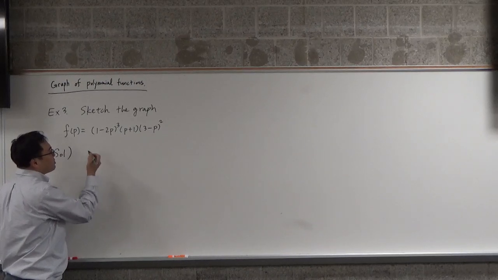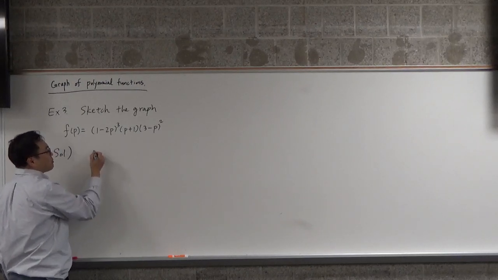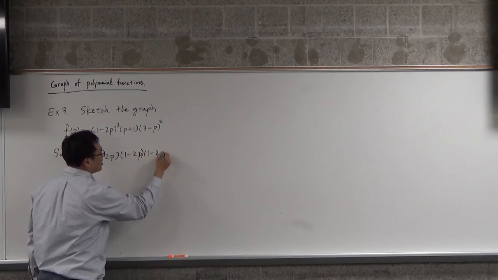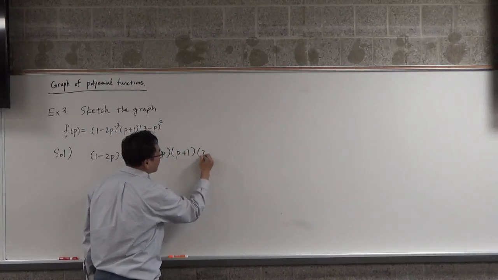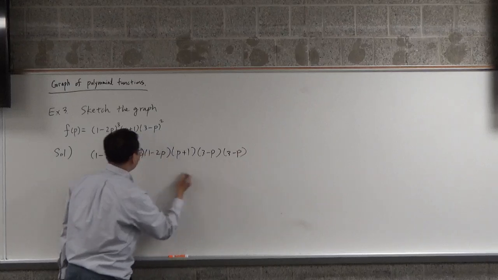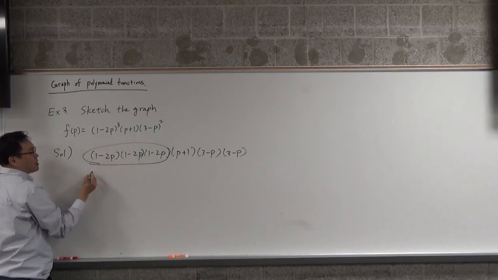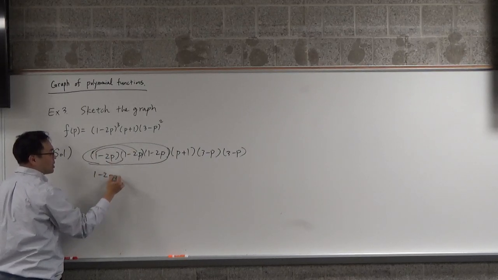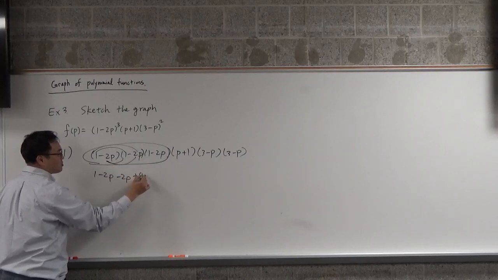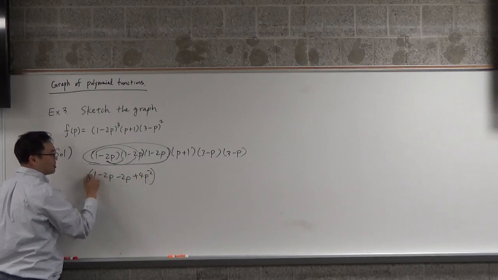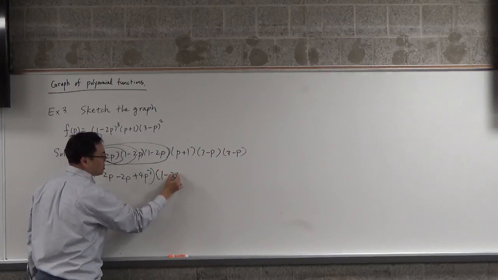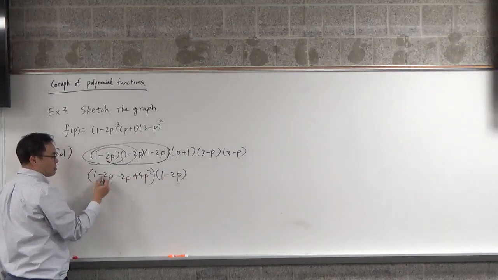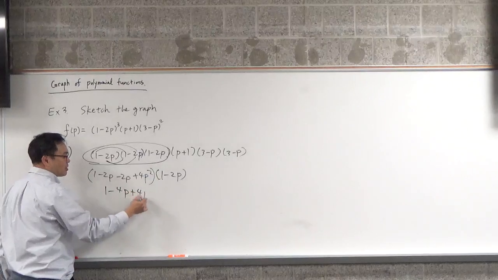So if you were to actually multiply this out, what's going to happen? It would be 1 minus 2p times 1 minus 2p times 1 minus 2p, times p plus 1 times 3 minus p times 3 minus p. If you just did this much, 1 times 1 is 1, minus 2p, then negative 2p plus 4p squared. So this will be 1 minus 4p plus 4p squared.